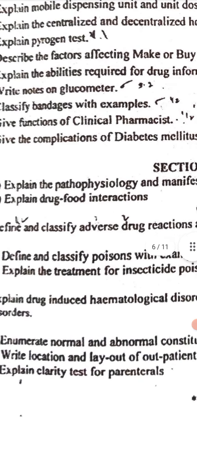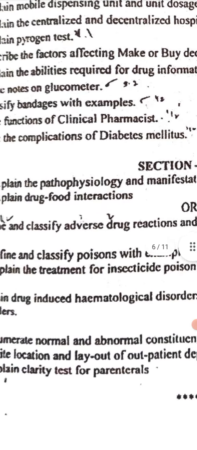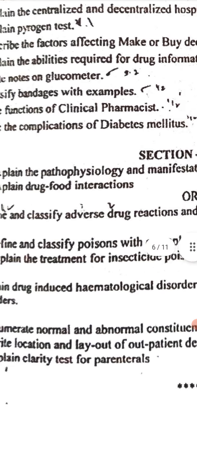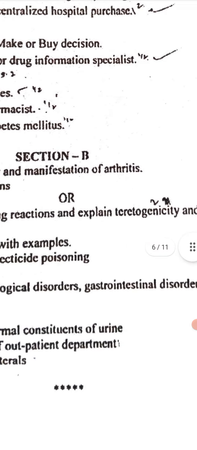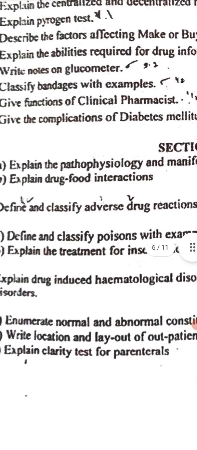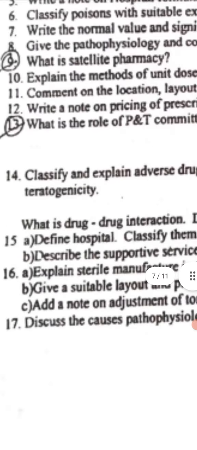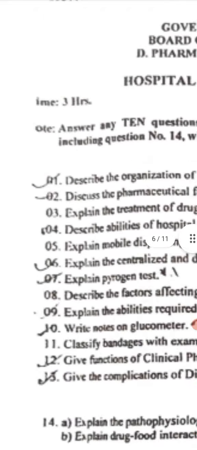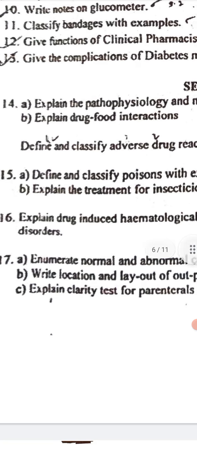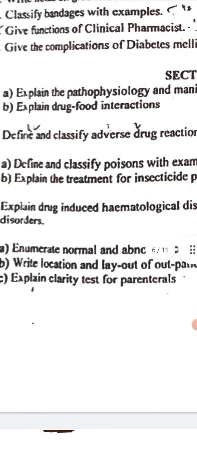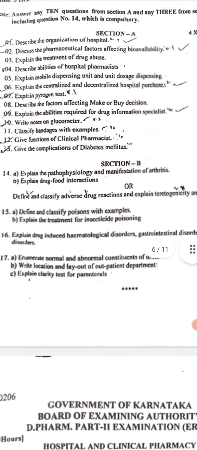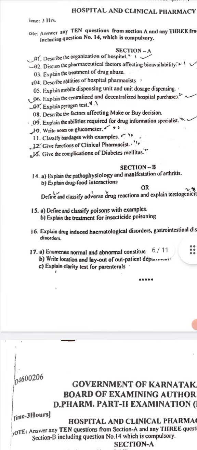14A is explain the pathophysiology and manifestation of arthritis. B is explain food drug interaction. Next is define and classify the adverse drug reaction and explain teratogenicity and carcinogenicity. Next is define and classify the poison with example. B is explain the treatment for the insecticide poisoning. 16 is explain the drug induced hematological disorders, gastrointestinal disorders and pulmonary disorders.